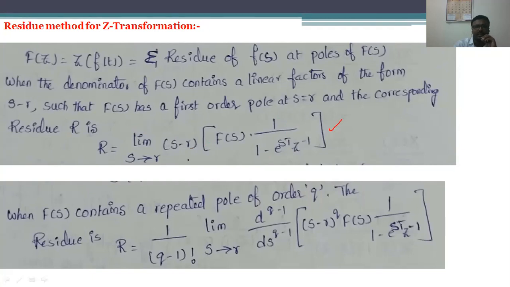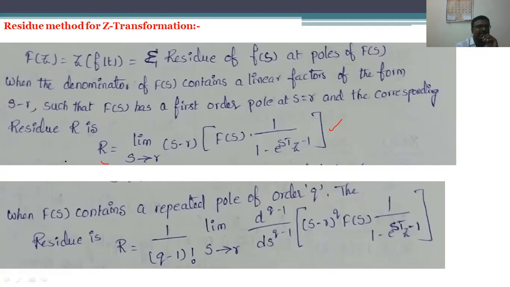If we have two roots, r1 and r2, we are going to obtain two particular residues, R1 and R2. R1 is for s minus r1 and R2 is for s minus r2. That means two different residues we have to obtain. So finally F(z) can be obtained as the summation R1 plus R2. While solving the problems, we will get the basic introduction regarding this residue method. Don't worry about that one.